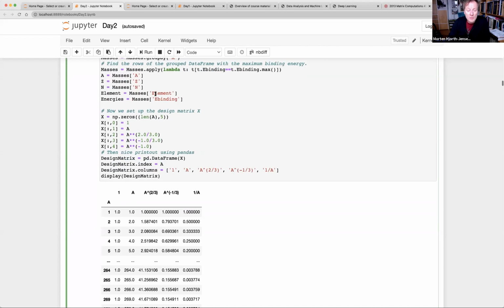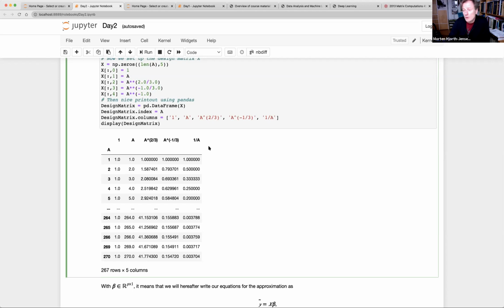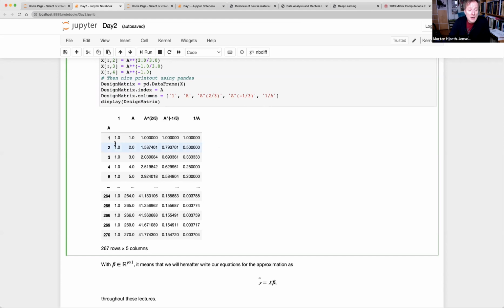And then what we need to set up now is this design matrix, which we discussed before the break. In this case I have five features. I have the intercept, A to the power of 1, A to the power of 2/3, A to the power of minus 1/3, and A to the power of minus 1. This is my attempt at making a fit. Each column corresponds to a feature, and each row corresponds to a given nucleus. In this case, I've singled out those for which I have the largest energies. And you see they have the number of nucleons, A, 1, 2, 3, and so on, to 270.